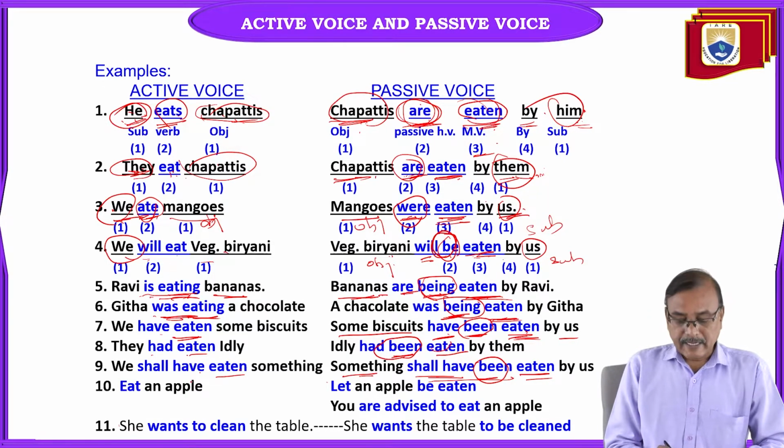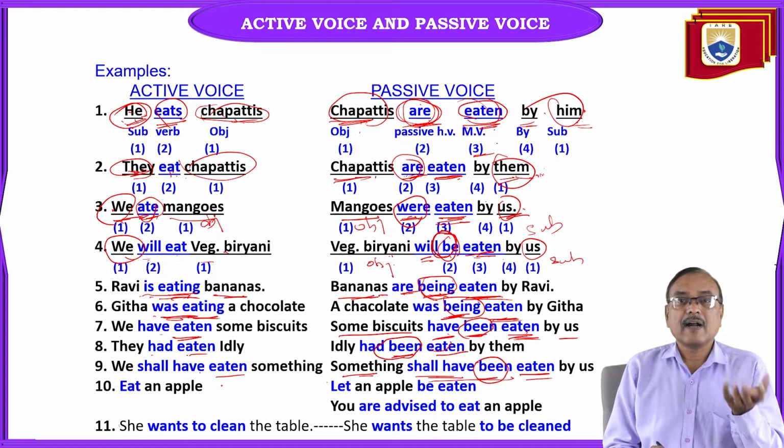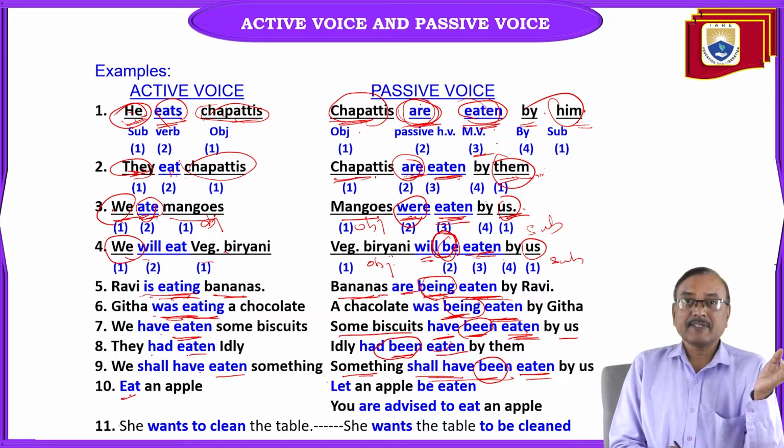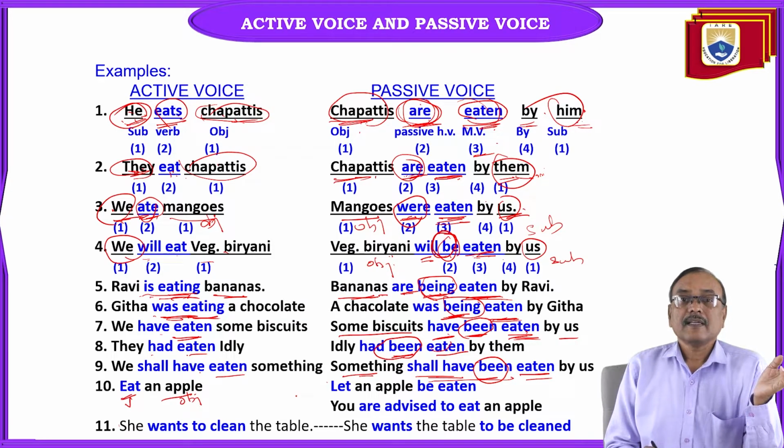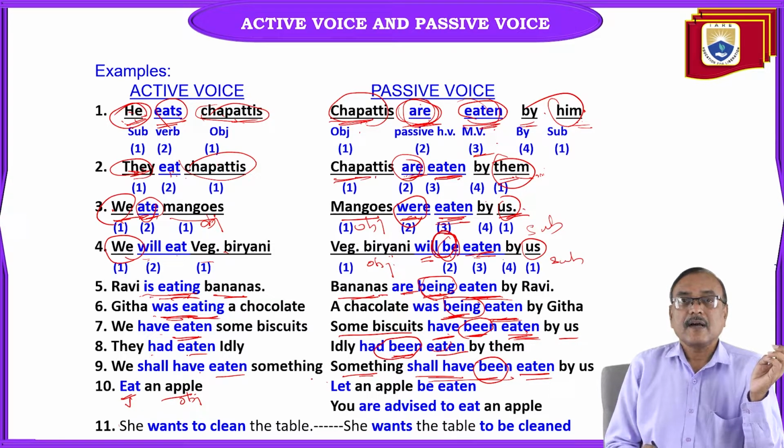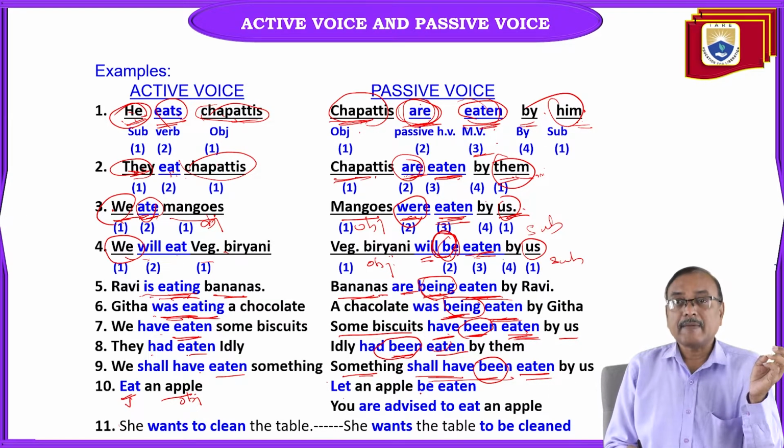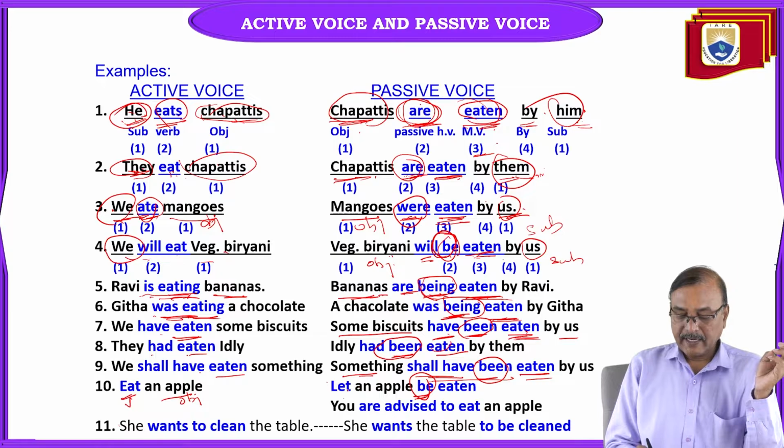Next, "Eat an apple." This may be an order, a request, or a suggestion, whatever it may be, but it begins with V1 followed by an object. This is also called an imperative sentence. So, "Eat an apple" becomes "Let an apple be eaten." For imperative sentences, what extra is coming? "Let" and "be" are coming.